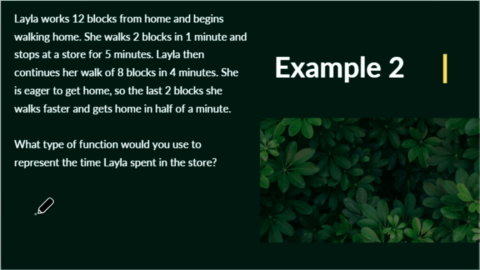Okay, so it's something like she walks for 2 blocks, and then she stops at the store, and then she continues her walk, okay? And then she walks faster, so it's a steeper slope. It's going to look something like this. This is a really lazy, sloppy line, but it wants to know what type of function you're going to use when she's in the store. Do you remember? It's a constant.